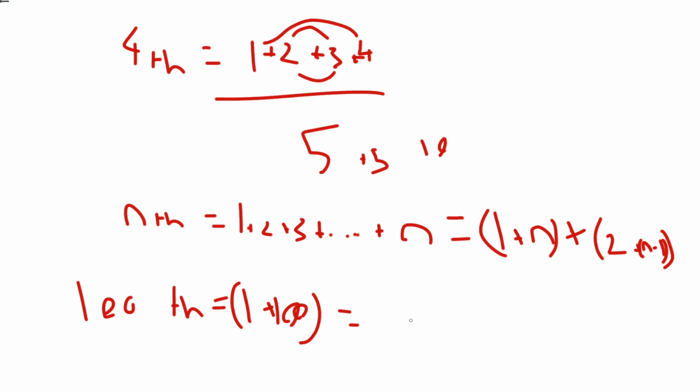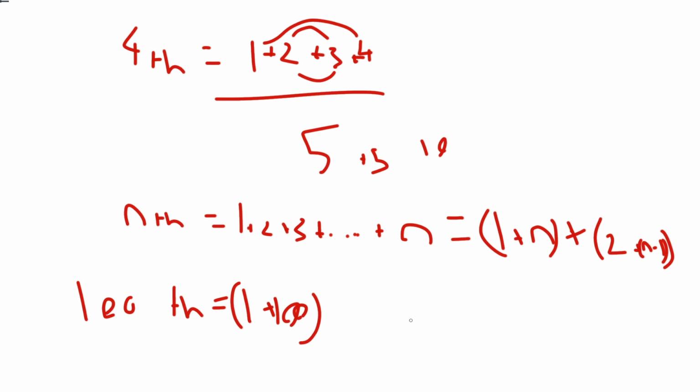Right? And then add up 2 plus 99. What's 2 plus 99? 101. What's 3 plus 98? 101. So how many pairs of 101s are there? Well, it's going to be half of this number. So what's half of 100? Well, 50, because there are 50 101s in here, right?